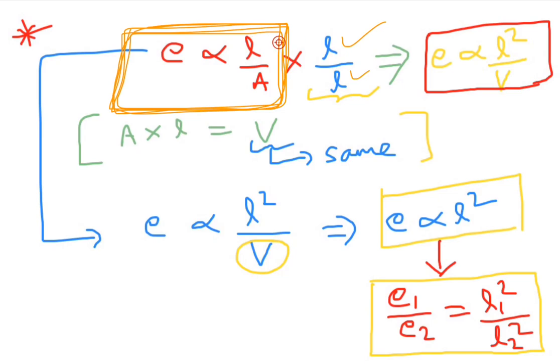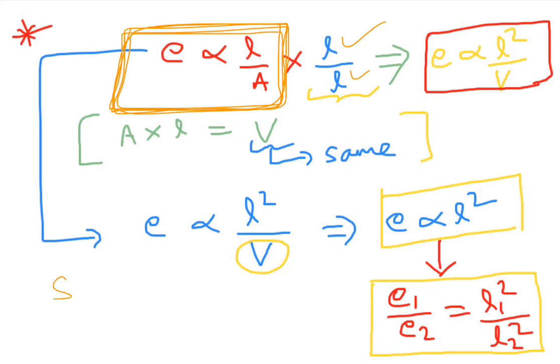But L into L, what is L into L? L square. What is A into L? Cross-sectional area into length of the wire means volume. So A into L will give us volume, and L into L will give us L square. So from that formula, area into length we wrote as volume, V. Observe carefully here: area into length is volume, L into L is L square. So E is proportional to L square by V.